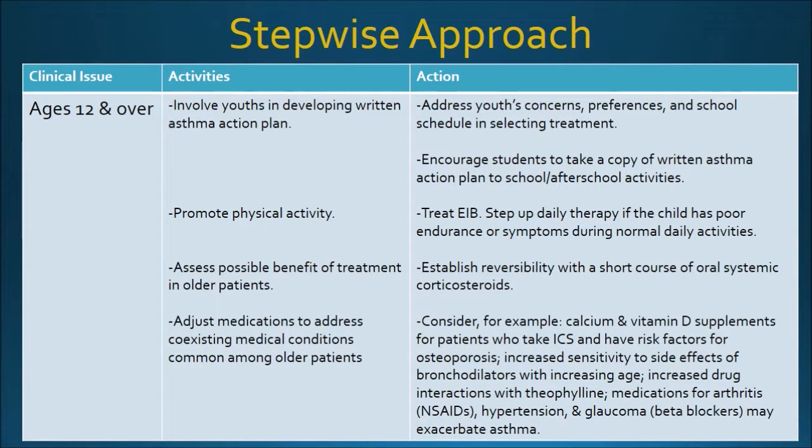There is increased sensitivity to the side effects of bronchodilators with increasing age. So as the patient gets older, they have an increased sensitivity to some of these medications that we may be giving them for their asthma. So we'll want to make sure that there's not going to be any conflict with any other pre-existing problems that we are causing with our asthma treatment. We just want to be aware of any of that for their arthritis, their hypertension, their glaucoma. All of those could contraindicate what we're doing with our asthma treatment. So we want to be aware of that.